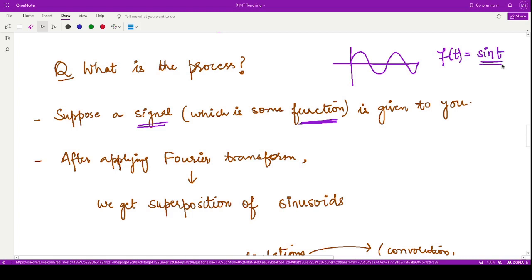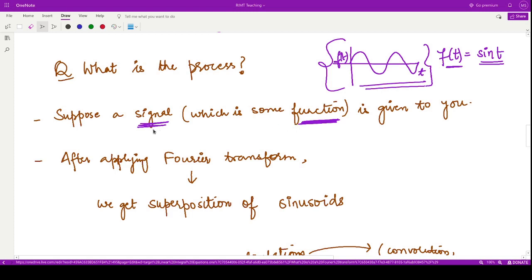So here sine t represents your function f of t, and basically, this is some kind of signal that is moving around in time, right? So I can use these two terms analogously. Whenever I'm calling it a function, I'm also calling it a signal, and if I'm calling it a signal, that also means function.